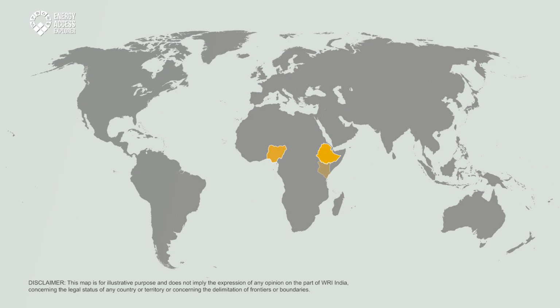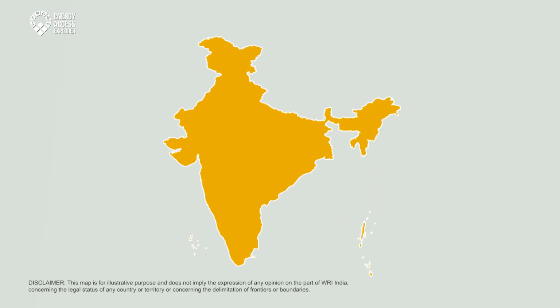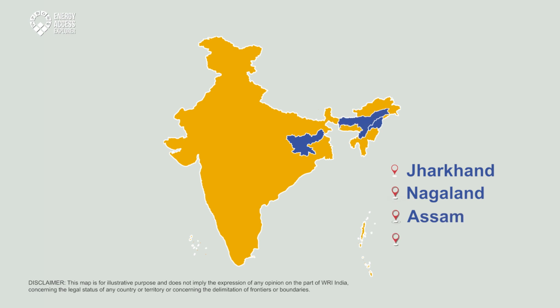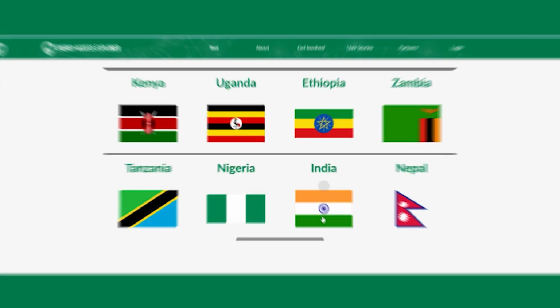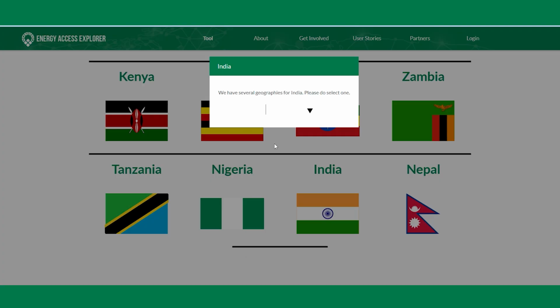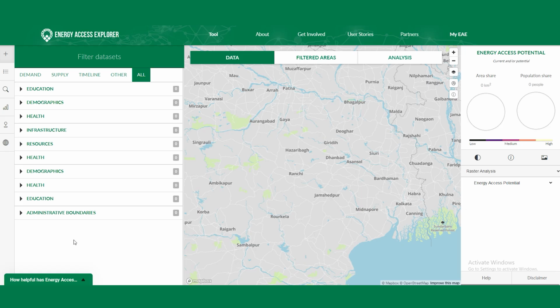It is currently available across Sub-Saharan Africa and South Asia. In India, it is currently available for the states of Jharkhand, Nagaland, Assam, as well as Mizoram. In India, EAE provides users with energy demand data related to different sectors such as health and education. The EAE also provides data on demographics.